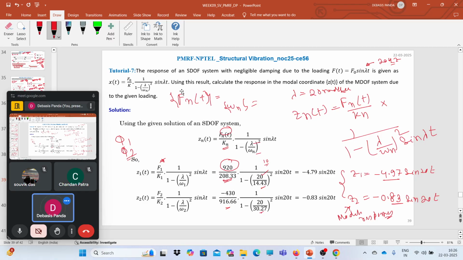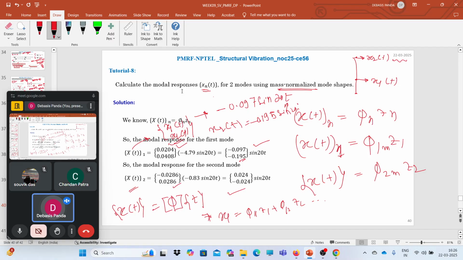Now once we have the forces, we can calculate the Zn values, Z1 and Z2. Once we have the Z values, we can calculate the modal responses. The modal response is nothing but phi n into Zn. This way we can handle this kind of problem. So do you have any questions? You can ask me.